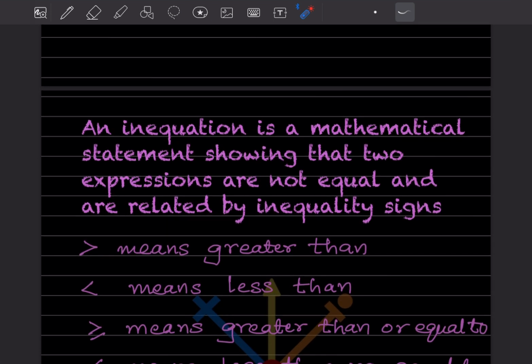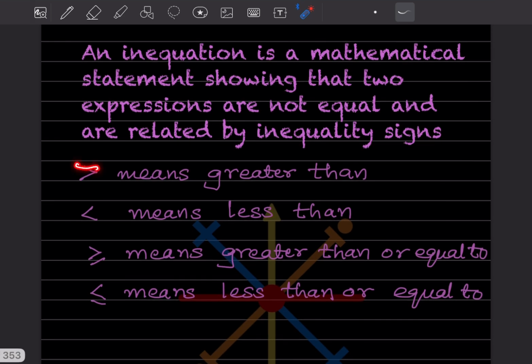We'll see in short. An inequation is a mathematical statement showing that two expressions are not equal and are related by inequality signs. So this means greater than, this is less than. When you see this one, it says greater than or equal to, and this will be less than or equal to.